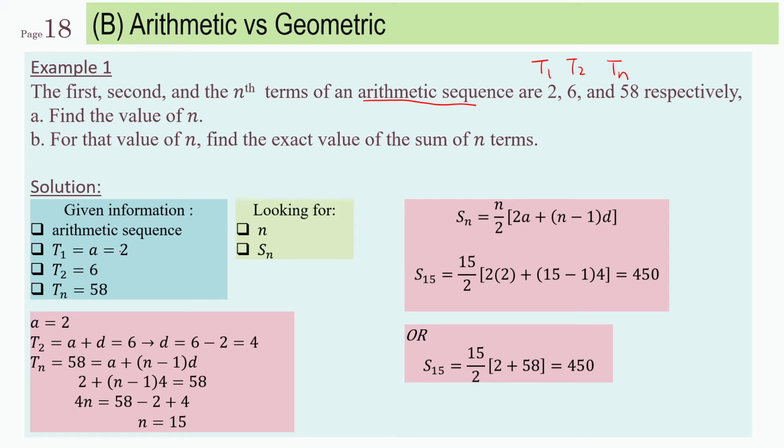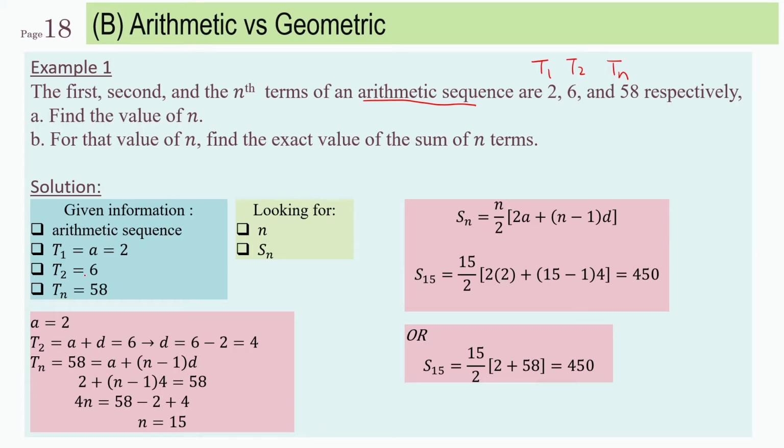Okay, so my A directly I know is 2. First thing after that, what is the question requesting? Find the value of n. That means they want to know which term has the value of 58. And for that value of n, find the exact value of the sum of the n. So the requirement of the question is that they ask you to look for the n, and then look for the Sm.